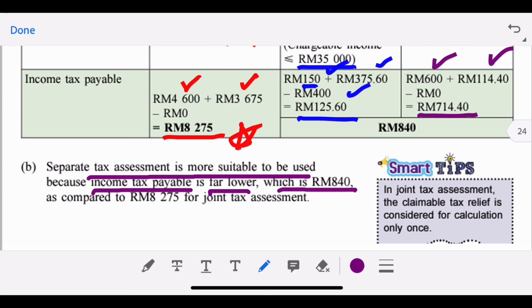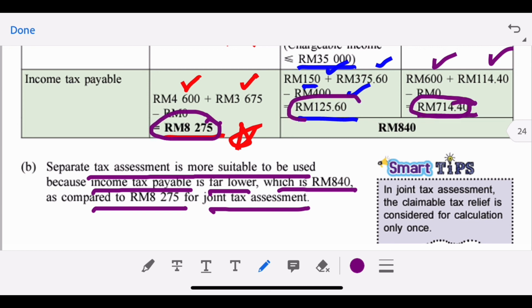So that means that separate tax assessment is more suitable to be used because income tax payable is far lower, which is 840 compared to ringgit Malaysia 8,275 for the joint tax assessment, which is a huge difference between both of them when doing separate tax assessment.